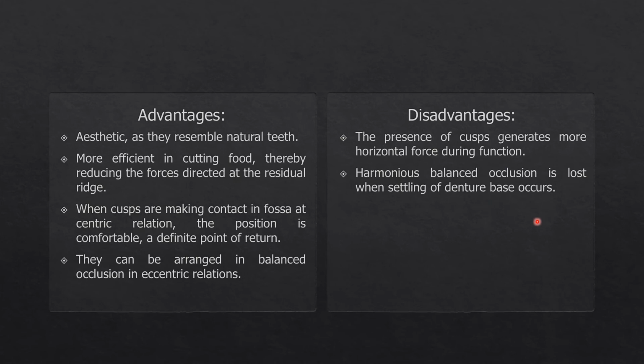Some authors, like Devan, stated that even though we can make a good balanced occlusion in a complete denture and give it to the patient, over a period of time settling of the denture base occurs over the tissues. That is the mucosa covering the residual alveolar ridges, because after all the mucosa is made up of 80 to 85% water, and based on Pascal's law, when pressure is applied, it is applied throughout the area. This can result in settling of the denture base, and this may compromise the balanced occlusion.